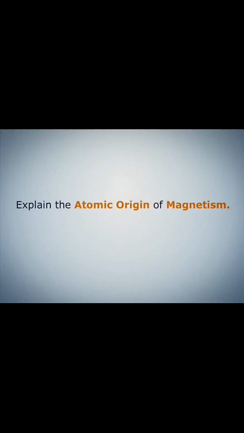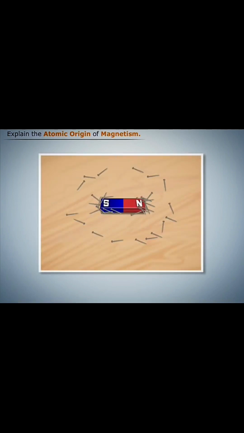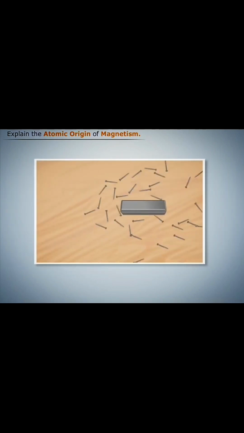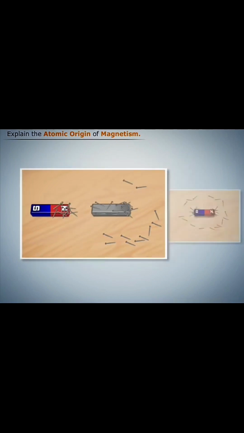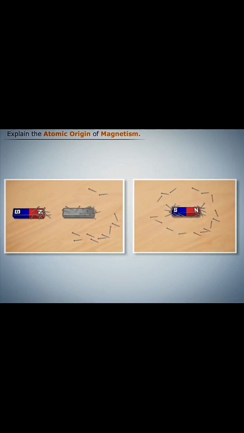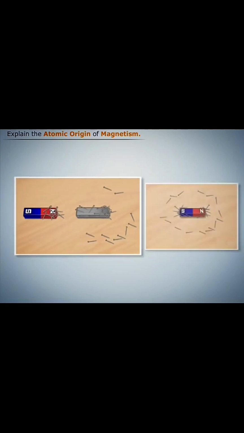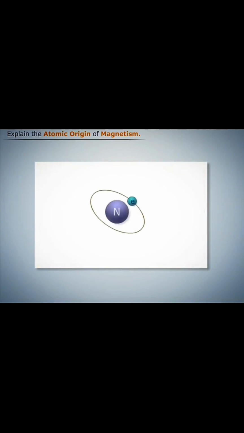Explain the atomic origin of magnetism. We know that certain materials behave like a magnet without any influence of an external magnetic field, and certain materials behave like a magnet only when an external magnetic field is applied on them. So why is it that some materials behave as a permanent magnet, and some materials show the property of magnetism only when an external magnetic field is applied on them? To understand this, let's analyze the material at an atomic scale.